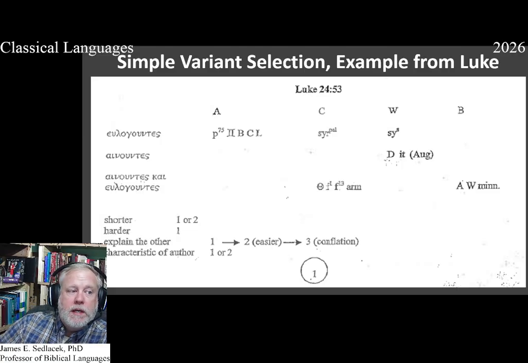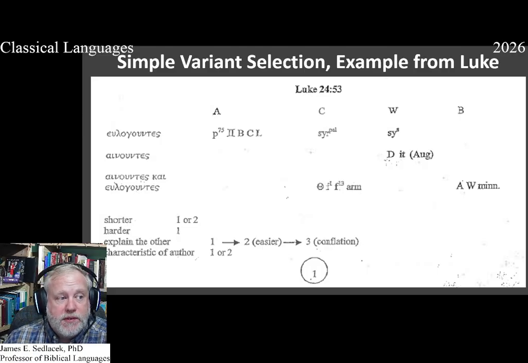So if you're looking at the 4-item grid at the bottom, which one's shorter? Obviously, you could say Ainuntes is a shorter word than Eloguntes. That doesn't really count. But the bottom one, Ainuntes Kai Eloguntes, is 3 words. That one is definitely longer. So either of the top 2 are shorter. So here the student said 1 or 2. Can't decide here. Which one's harder?